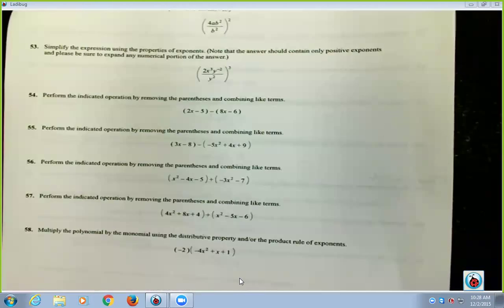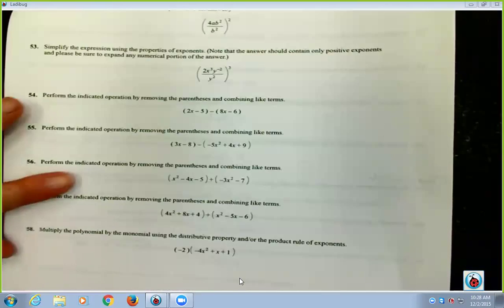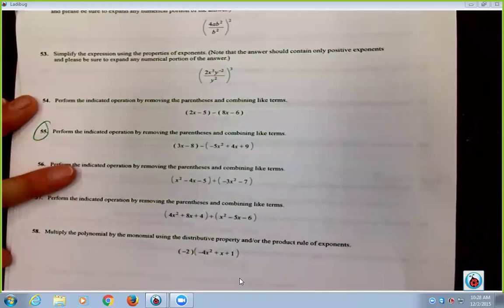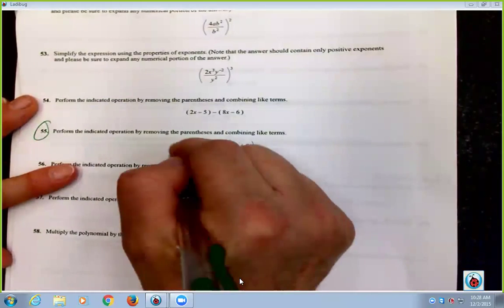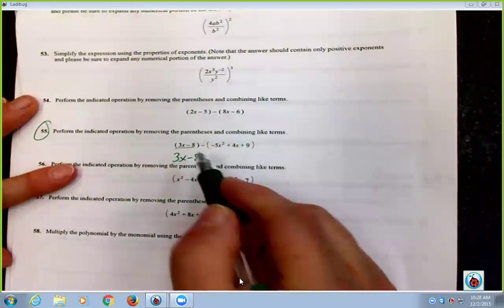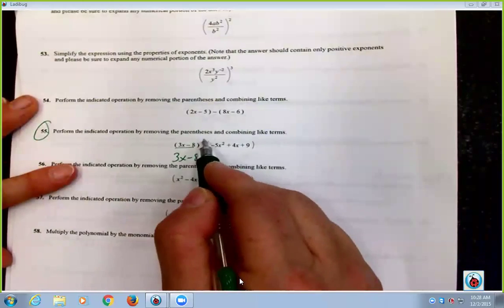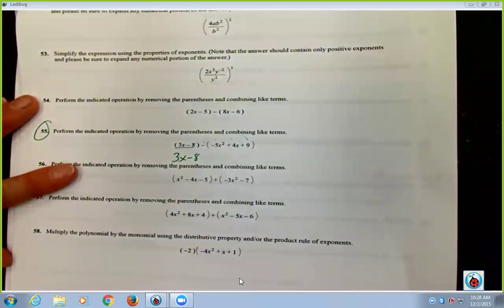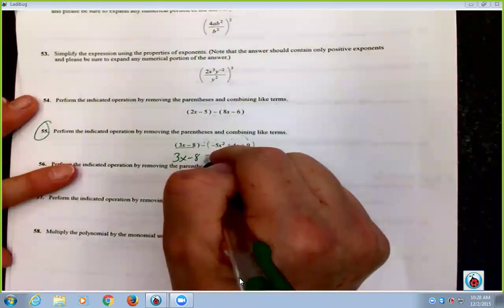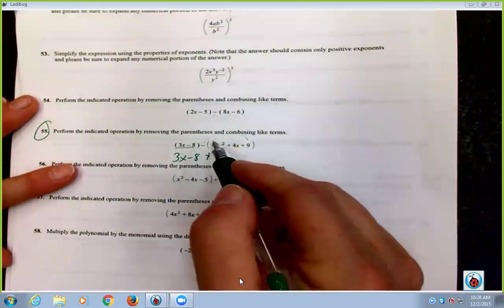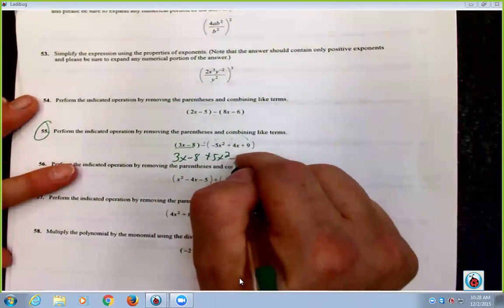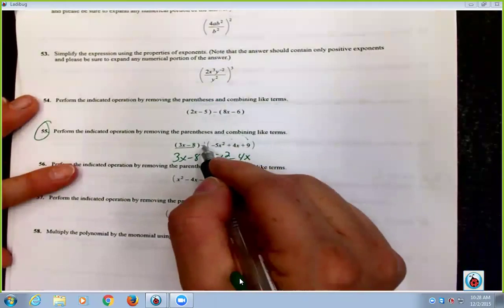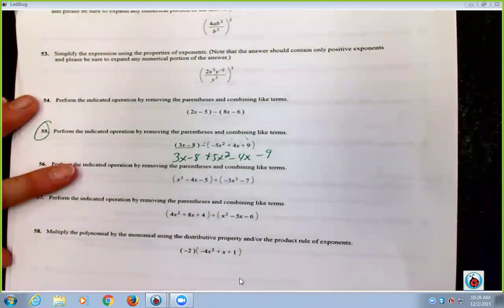Yeah, which one? We'll do 55. We'll do a subtraction, because that I got to change signs on. First part stays as it is. Second part, I need to multiply every piece by that negative 1. So negative 1 times a negative 5 is a plus 5x squared. Negative 1 times positive 4 is a negative 4x. Negative 1 times a positive 9 is a negative 9.